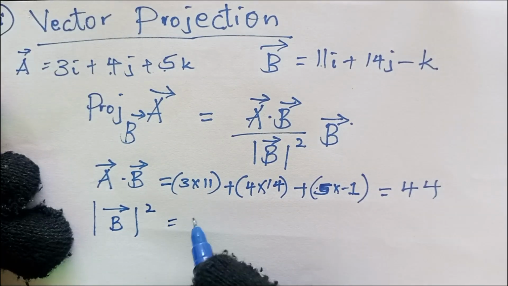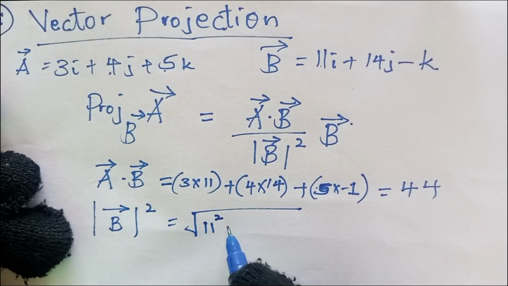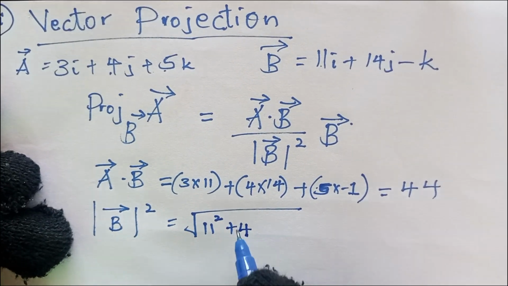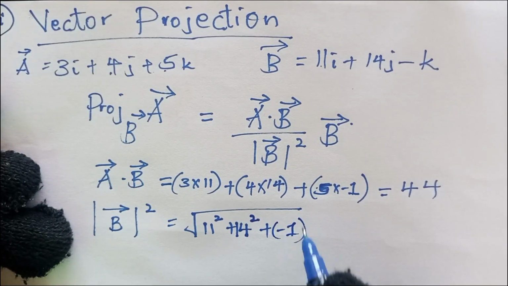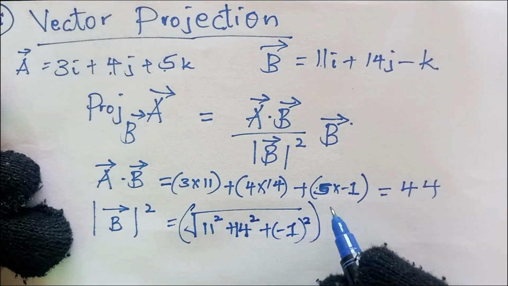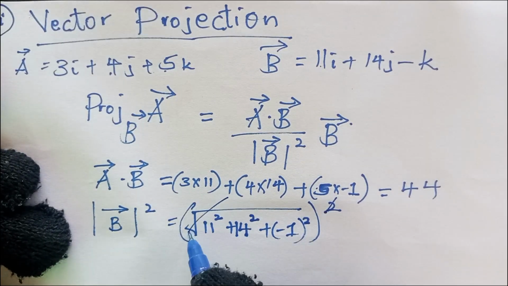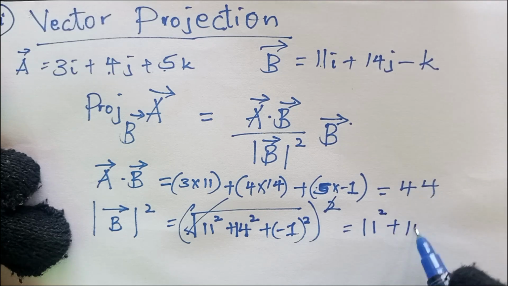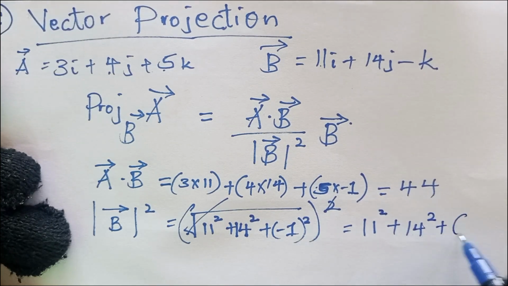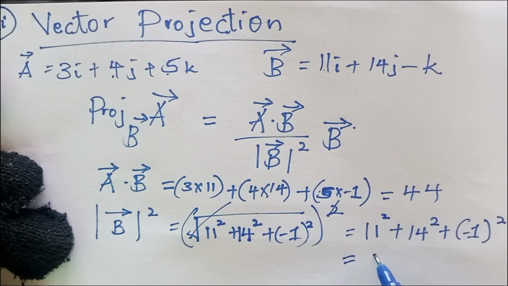squared will be the square root of 11 squared plus 14 squared plus negative 1 squared, and you find the square of all of it. Of course, the square and the square root will cancel, so it will remain with 11 squared plus 14 squared plus negative 1 squared, which is equal to 318.